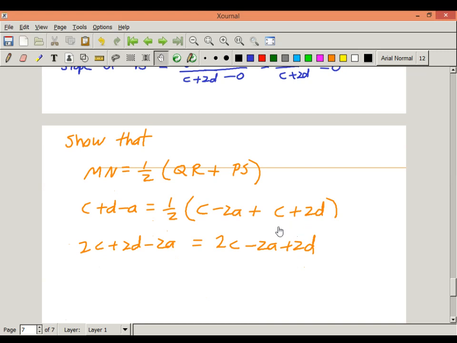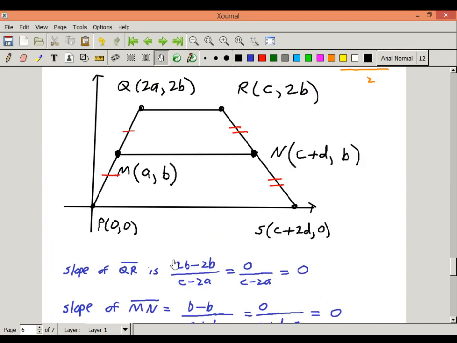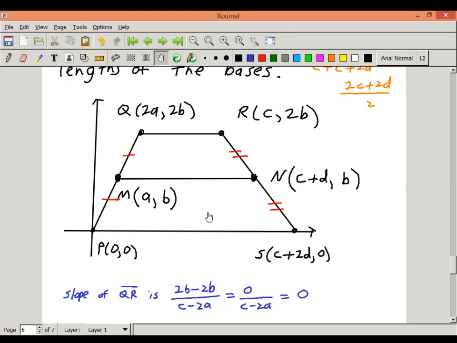Okay, then to get our last step, just multiply both equations by 2. So the left side is 2c plus 2d minus 2a. The right side, that 1/2 is gone because remember you're multiplying both sides by 2. That gets rid of that fraction there on the right side. So then inside the parentheses, I just simply combine like terms. So 2c minus 2a plus 2d. So you notice that the left and right sides are equal, so that proves our point. And that proves the theorem that we were just talking about, that the mid-segment of that trapezoid, its length is 1/2 the sum of the two bases of the trapezoid.